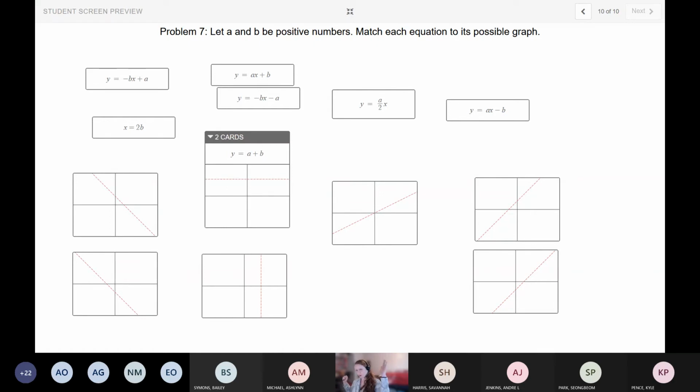And then our vertical line always takes the form x equals something without a y in it. So the only one that has x equals without a y is this x equals 2b.